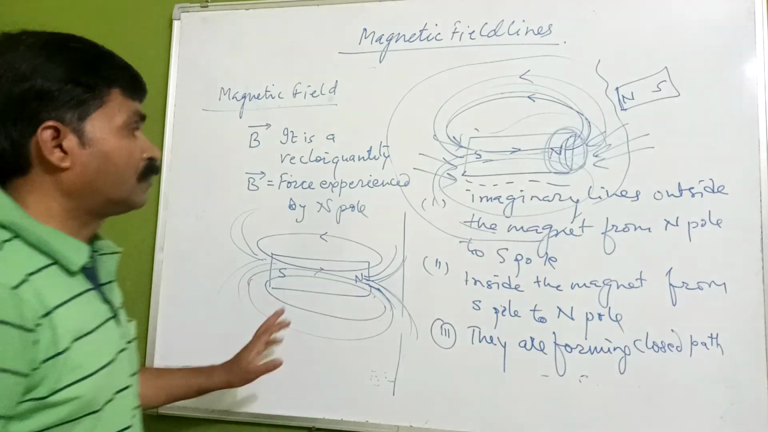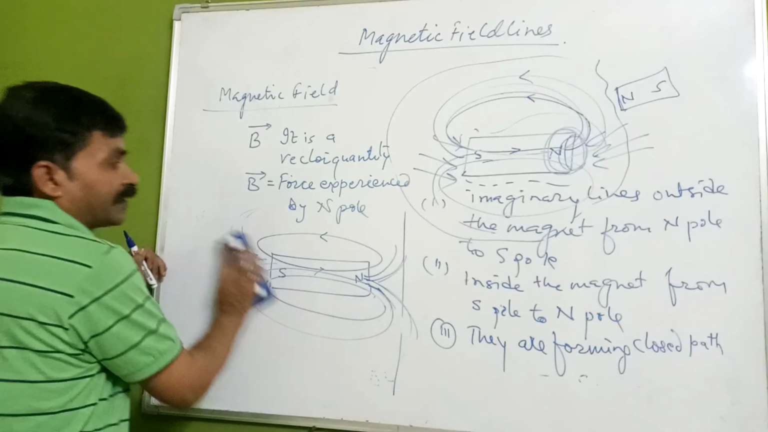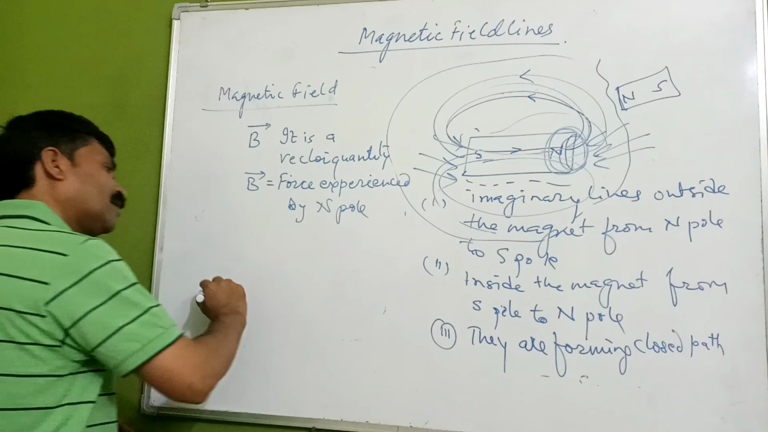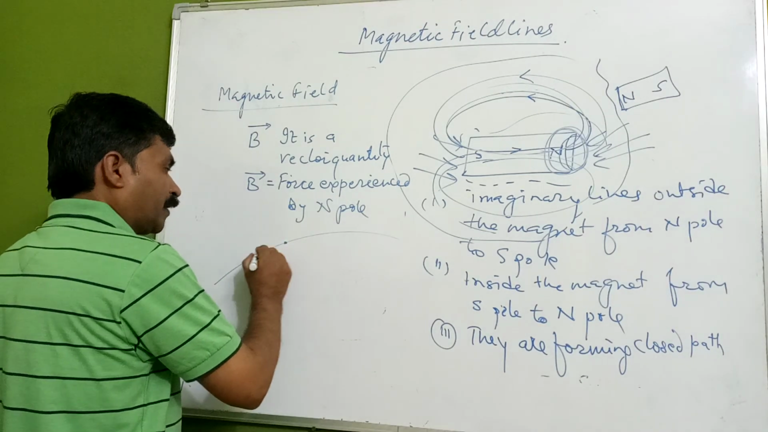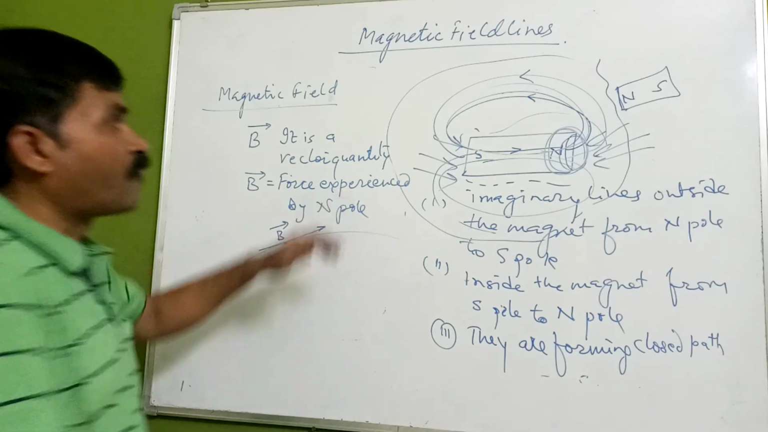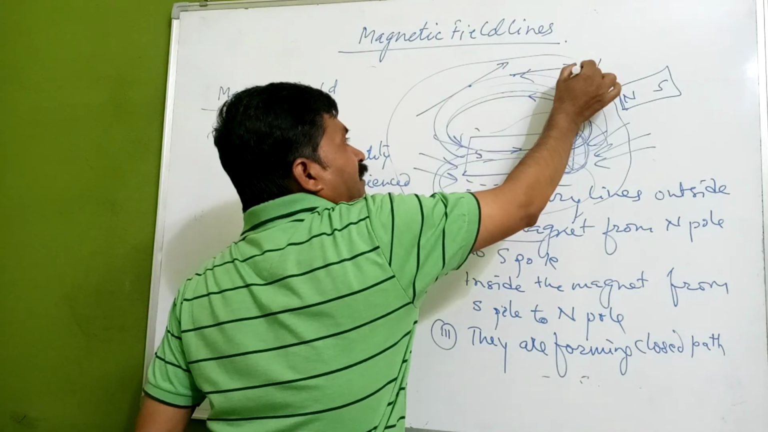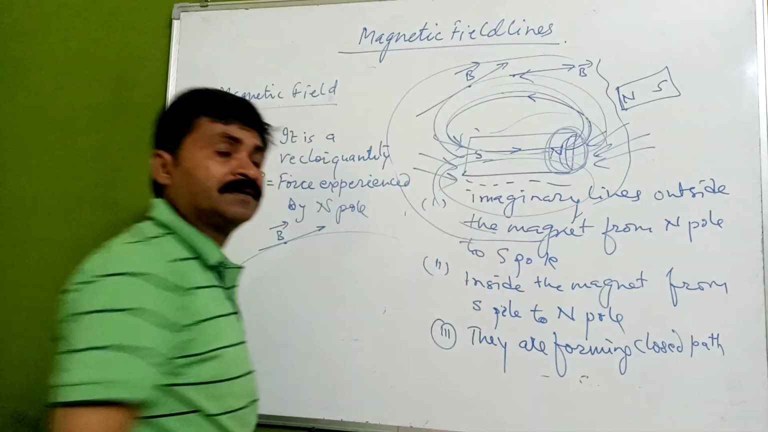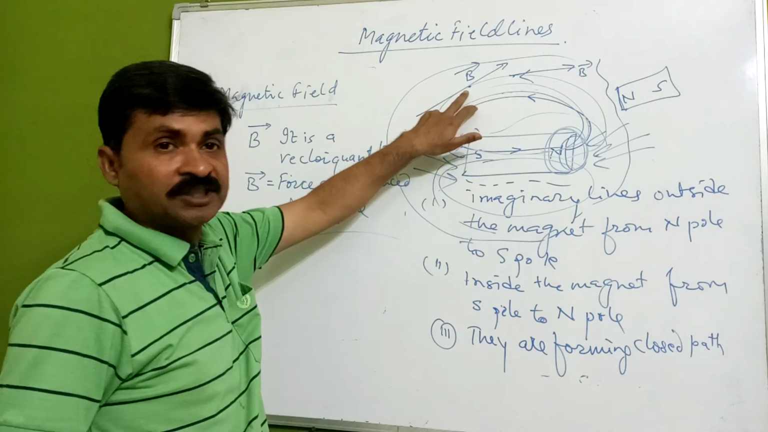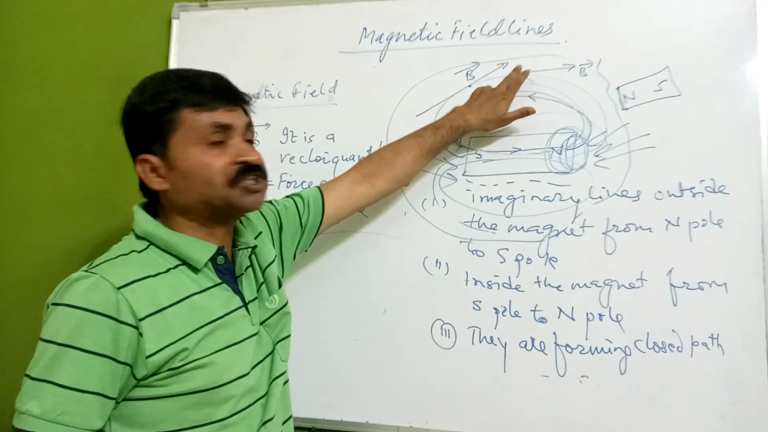Okay, so if we go to the next property of magnetic field lines, if we draw a tangent at any point, it will give the direction of the magnetic field. Suppose you draw a tangent here, what are we getting? We are getting the direction of the magnetic field. So this is another property. If we draw a tangent from any point, it will give the direction of the magnetic field.